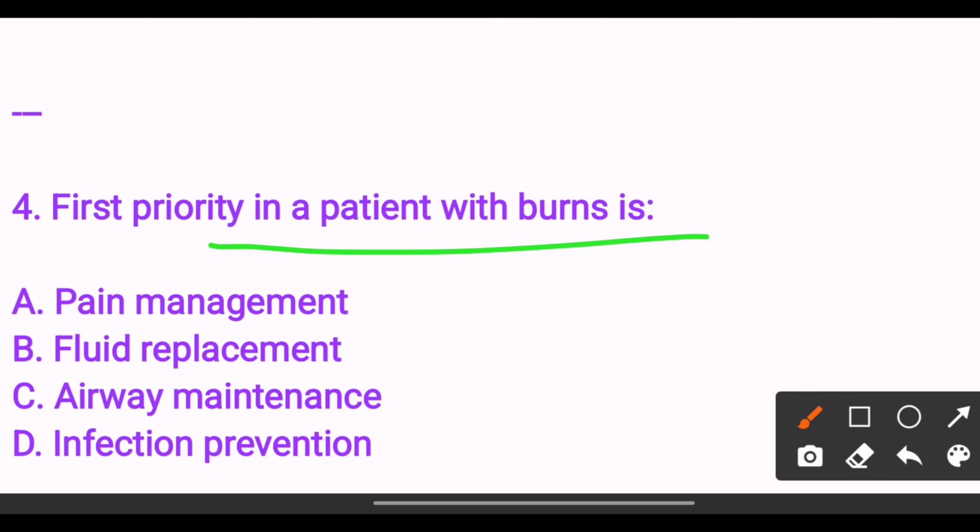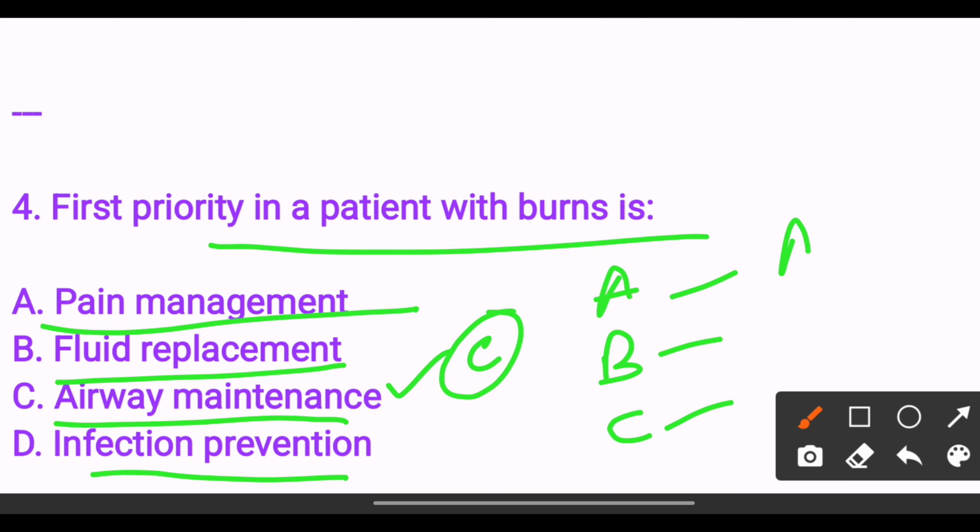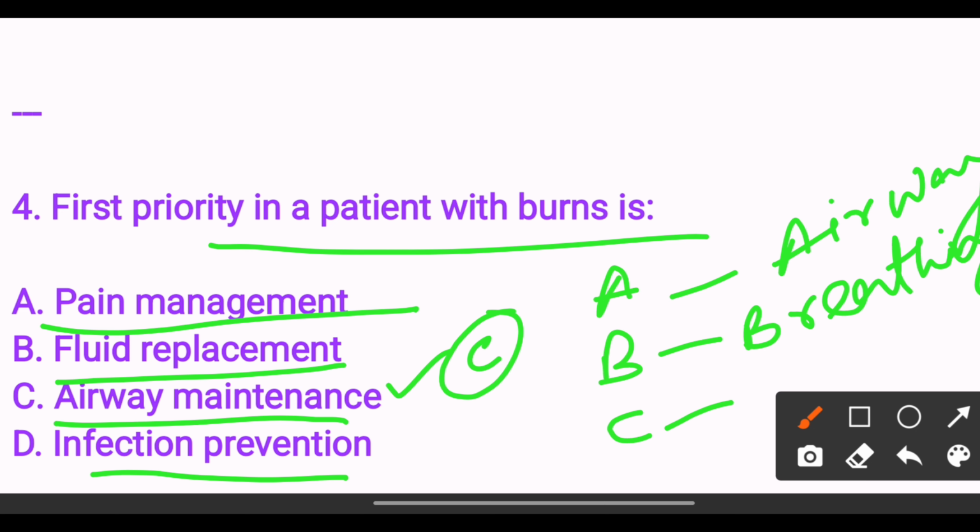the first priority in a patient with burns is: option A pain management, option B fluid replacement, option C airway maintenance, option D infection prevention. The answer is option C, airway management, because we follow the ABC rule: airway, breathing, and then circulation. So the answer will be option C.